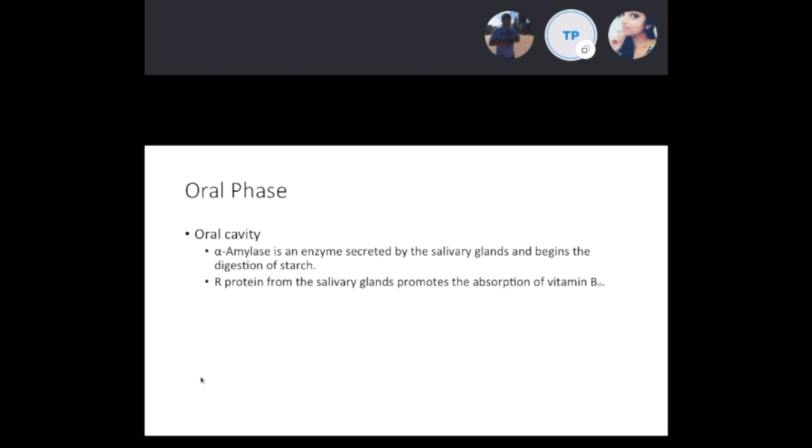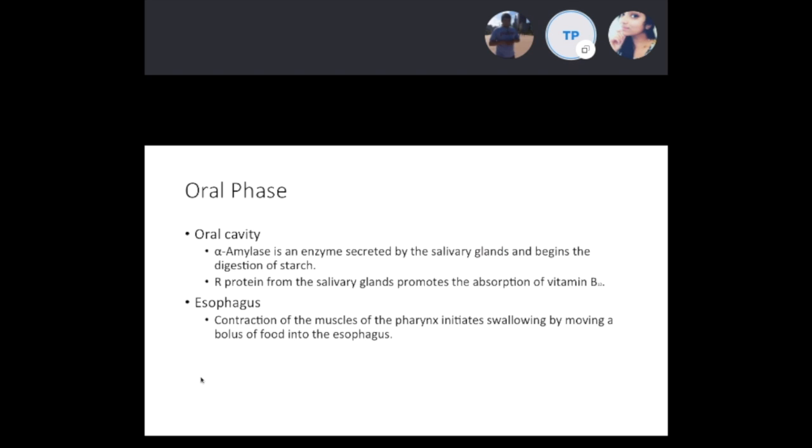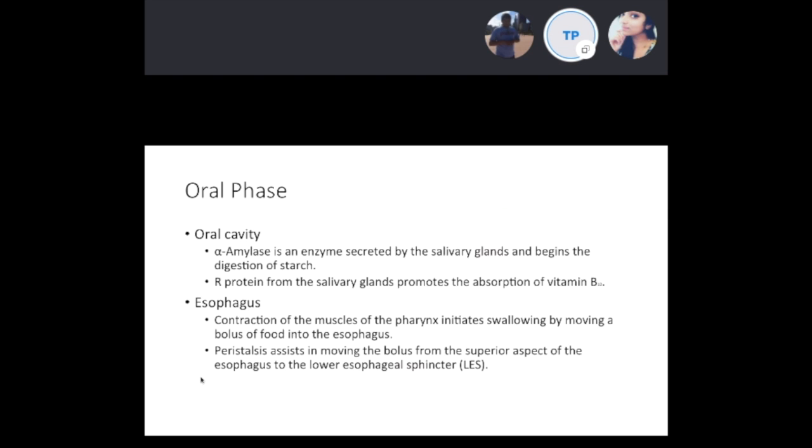Specifically, the R protein from the salivary glands promotes the absorption of vitamin B, so it starts as early as when food touches the oral cavity. In terms of the esophagus, contraction of the muscles of the pharynx initiates swallowing by moving a bolus of food into the esophagus. And then peristalsis, which is involuntary contraction, assists in moving the bolus from the superior aspect of the esophagus into the lower esophageal sphincter. The lower esophageal sphincter must relax in order for food to move from the esophagus into the stomach.